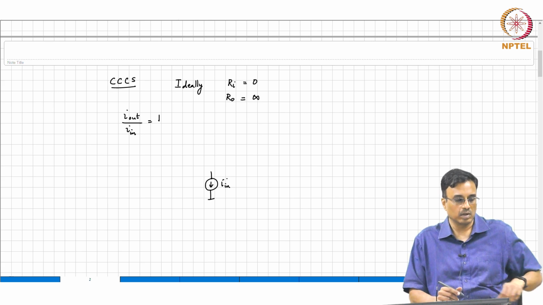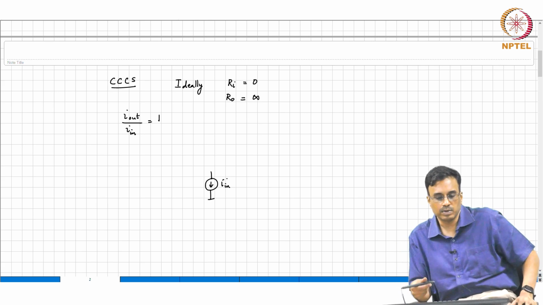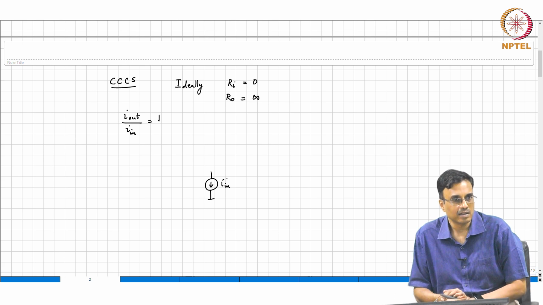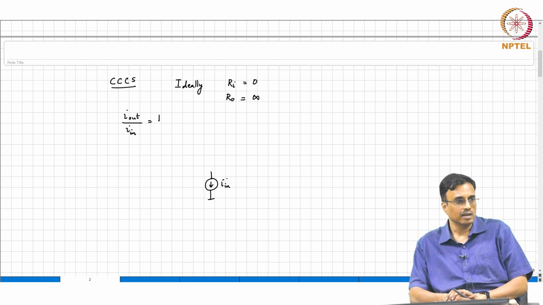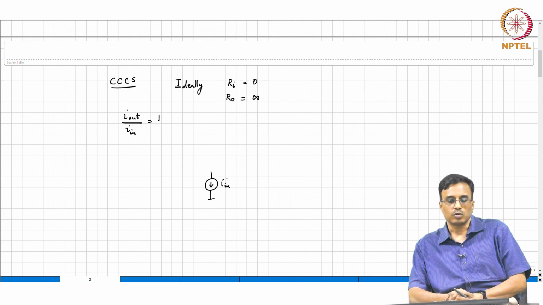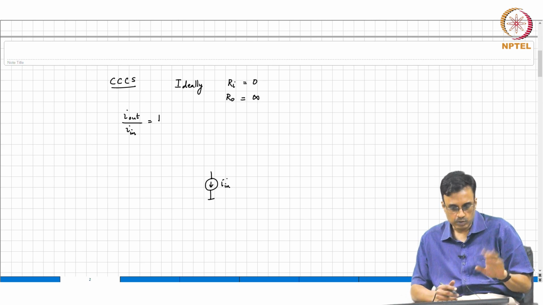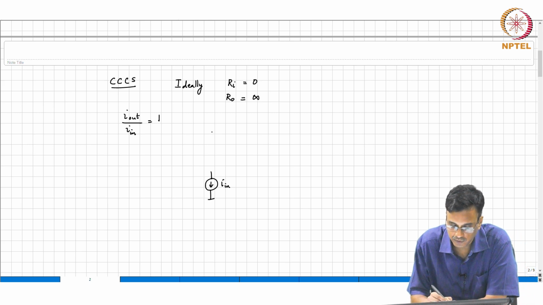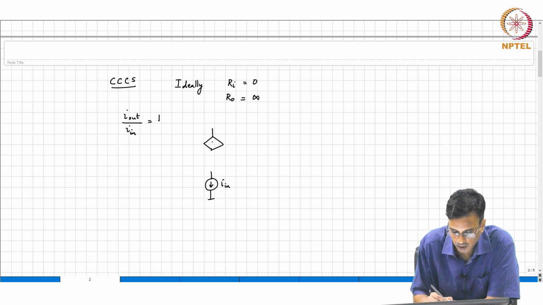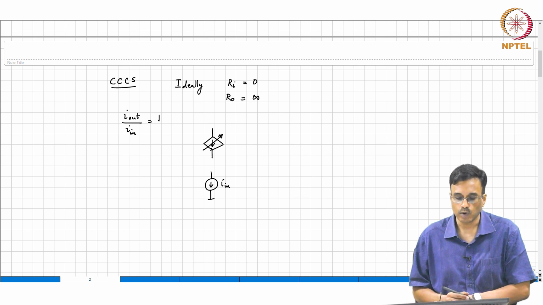Again we go through the same process that we have done for the previous current sources, namely first think about what to do and then we figure out how to do it. So, if you are in a lab and you want to generate another current which is the same as I in, what will you do? What all would you need? We need a variable current source. So, let us say we have a variable current source. This is variable.